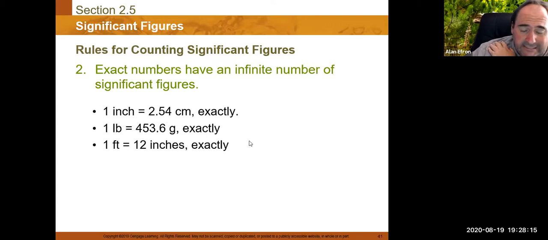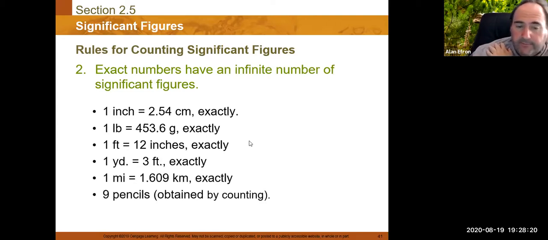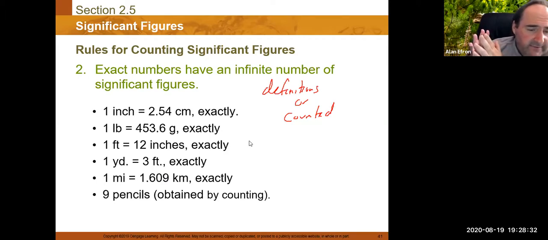Now, there are some numbers which are considered exact numbers. So exact numbers are pretty much 2 things. They're either definitions or things that are counted. So 1 inch is equal to 2.54 centimeters is an equality. It's a definition. And that's an exact number. 1 pound is 453.6 grams, 12 inches in a foot. Those are all equalities and definitions. They're basically 2 things that represent the same amount of something, but are in different units.